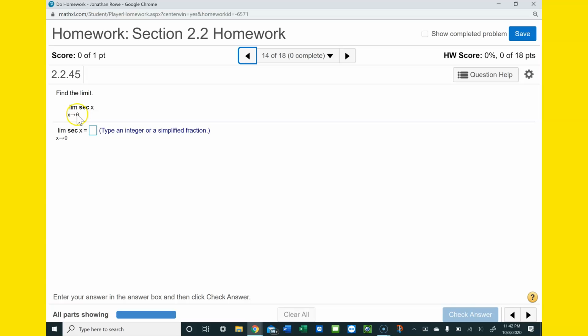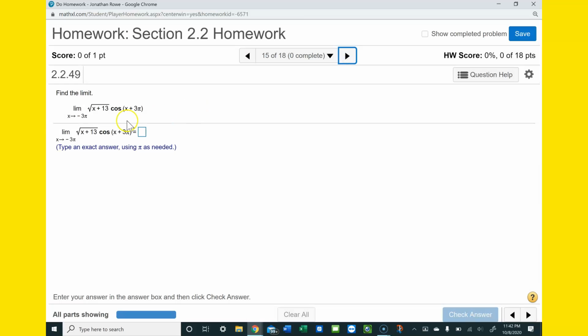All right, number 14, I'm just going to think, okay, what if I just plug in 0 for x? Will it be okay? Secant is 1 over cosine. Cosine of 0 is 1. Therefore, it's not undefined. So I could just plug in 0 to figure out that answer. Same thing on 15. If I plug in -3 pi here, -3 pi plus 3 pi is 0. Cosine of 0 is not undefined. It's 1. So I can just plug in -3 pi into both these x's to figure out the answer.